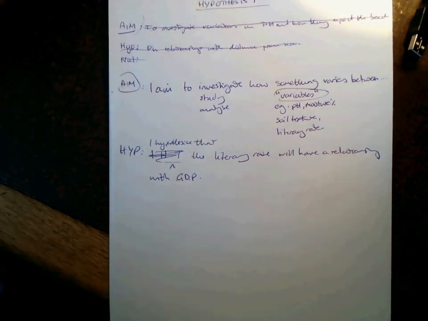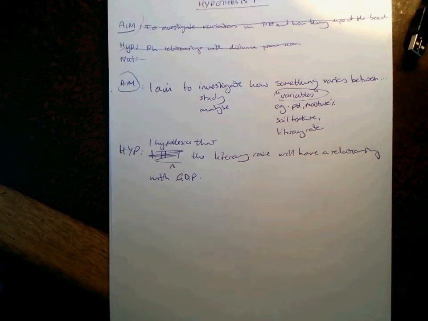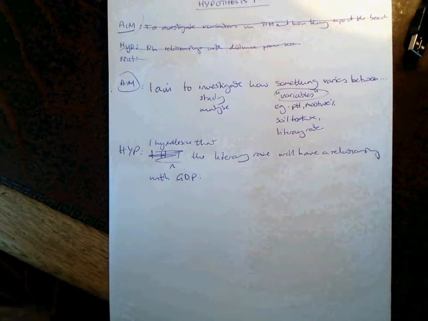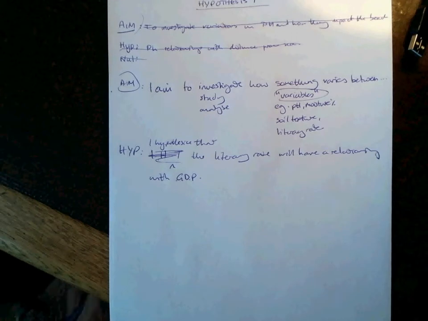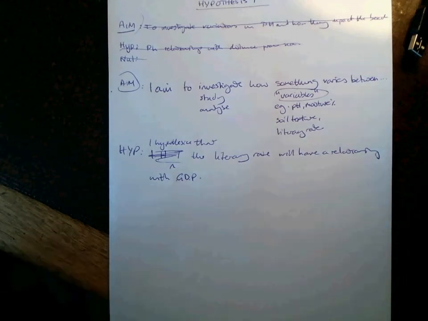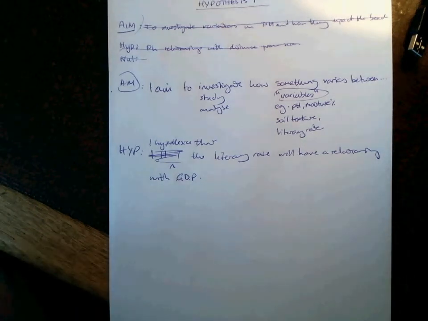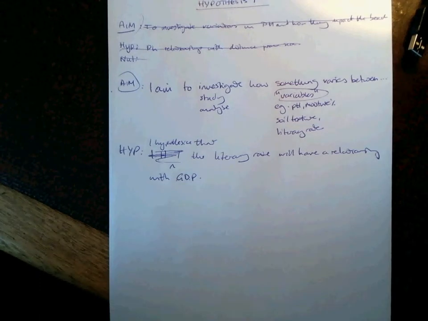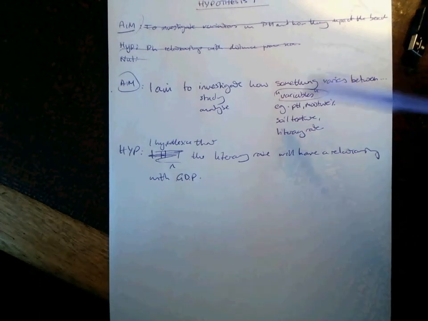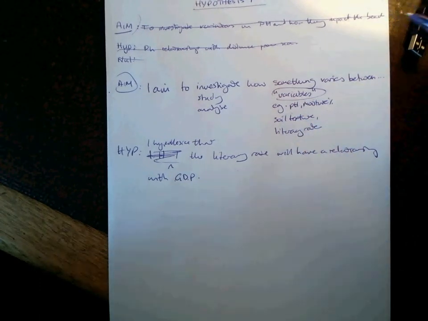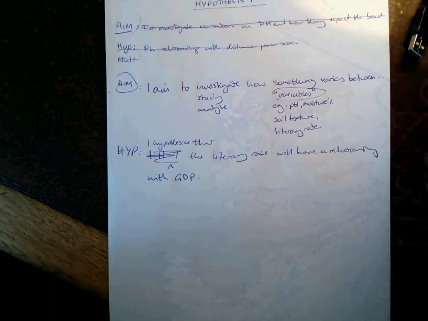If you were a beach person, this could be: I hypothesize that pH will have a relationship with distance from the sea. I hypothesize that pH will have a relationship with shell count. I hypothesize that pH will have a relationship with soil moisture. It's not difficult to do. I need to stress again, you don't need to have pH, okay? There's no advantage to you for doing pH for hypothesis 1.